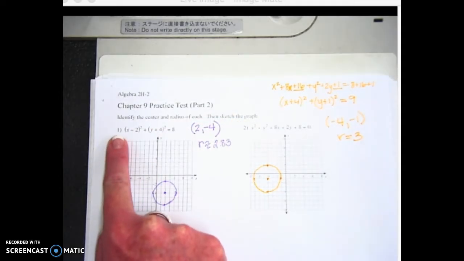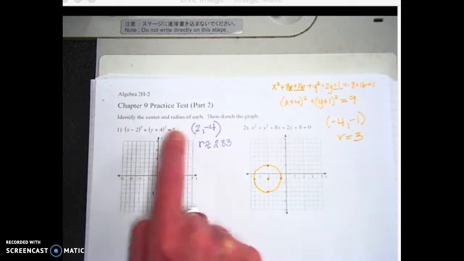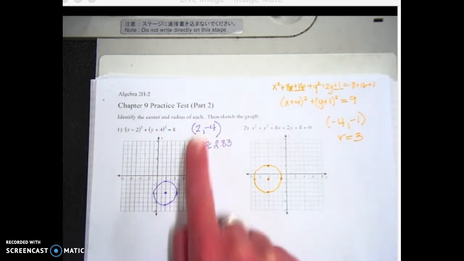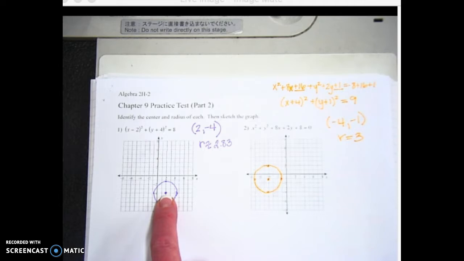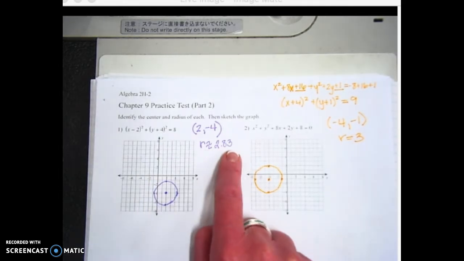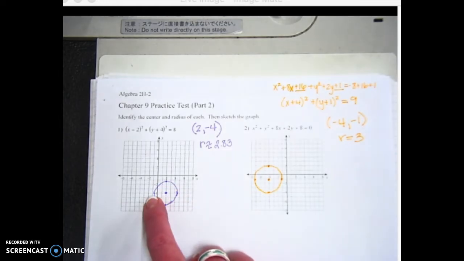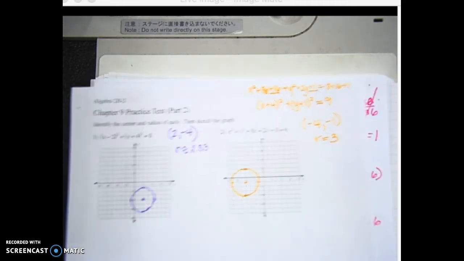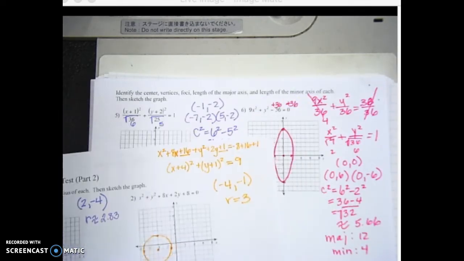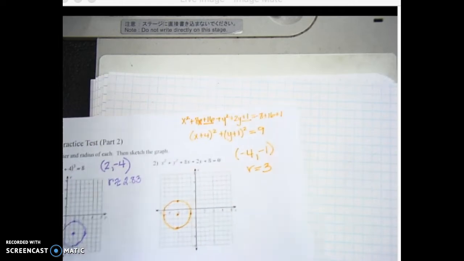So for number 1, the center is just the opposite of this number and the opposite of this number. That gets you your point 2, -4, which is right here. And then to get the radius, you take the square root of 8, which is roughly 2.83. So you go just a little under 3 in each direction, up, down, left and right, and then you draw in your circle, right?